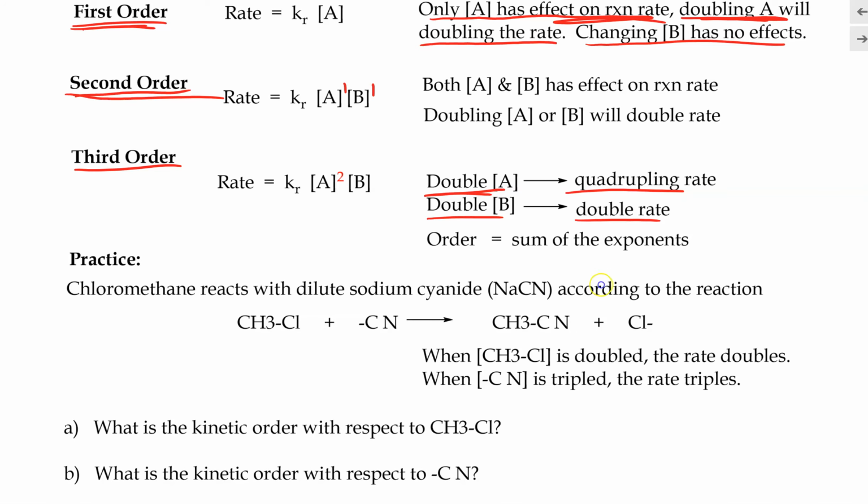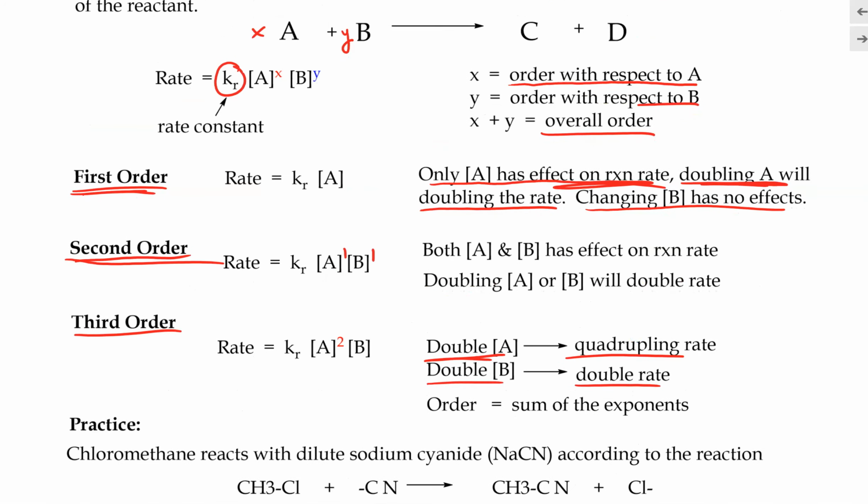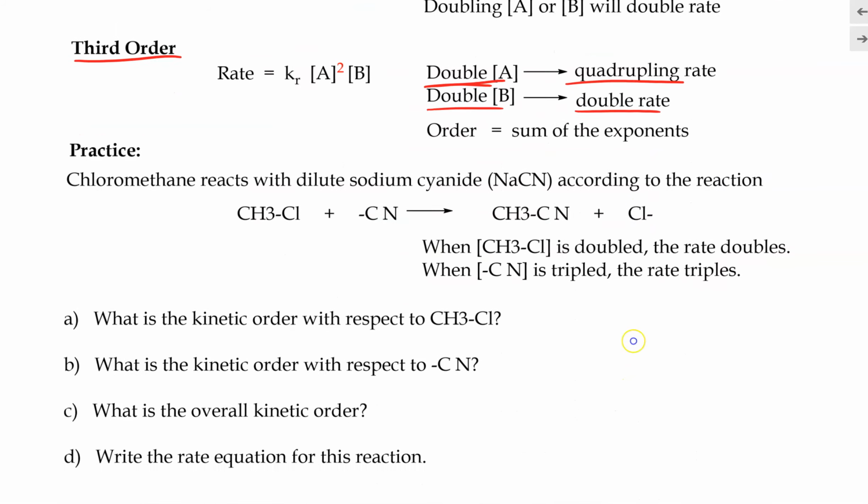So these are the different types of reaction right here and how we classify them by order, depending on the effects of the reactants on the rate of the reaction. Now, let's try some examples right here.